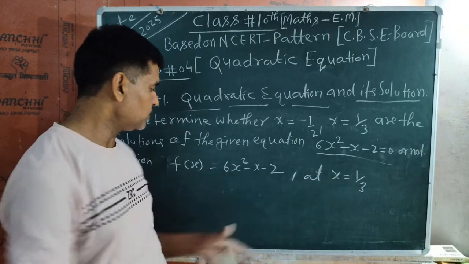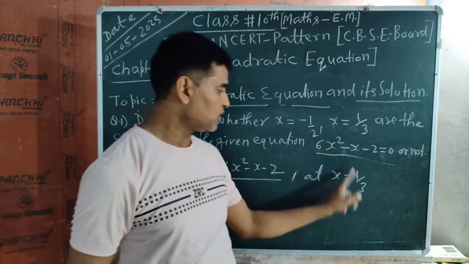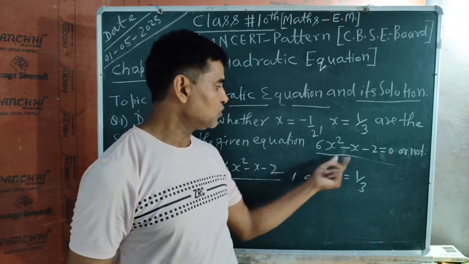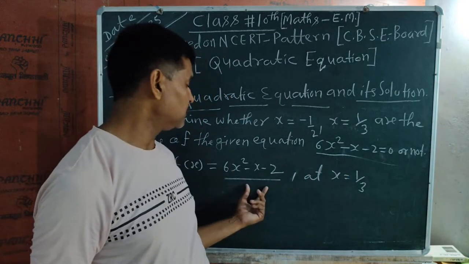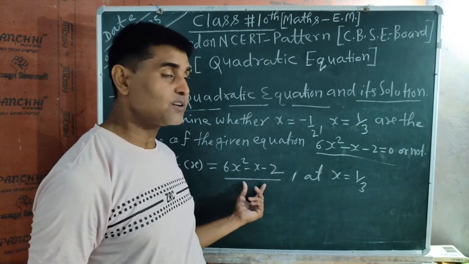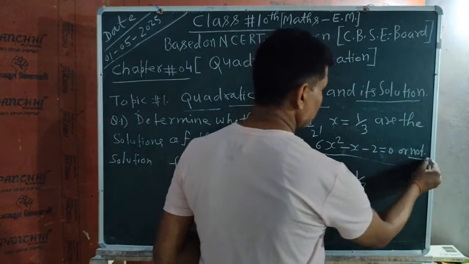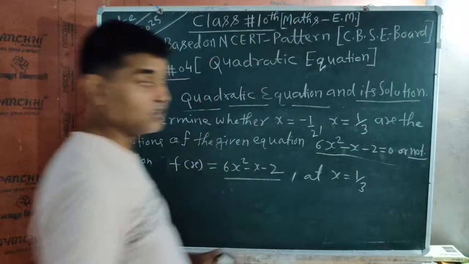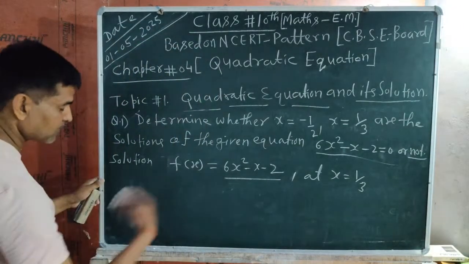If this term will be 0, so again I will say at x is equal to 1 by 3 is also a solution of the given quadratic equation, because its value becomes 0. Okay, student. If its value will not become 0, so I will say there is no solution at the point x is equal to 1 by 3. So further I am going to check. After checking, I will get its value.